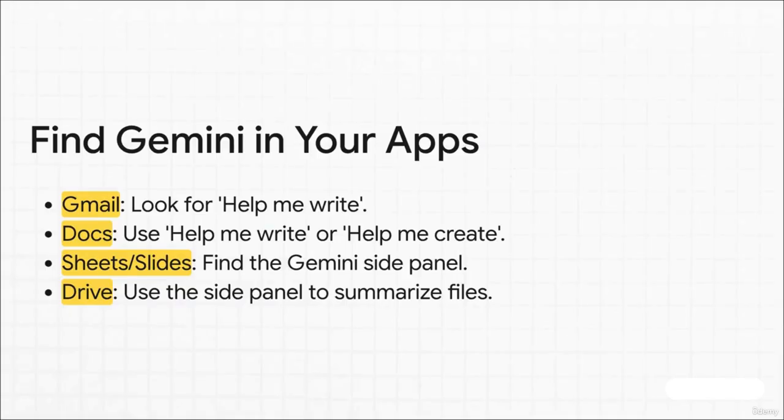You'll find these Gemini entry points right inside your apps. In Gmail and Docs, you want to look for that Help Me Write button. In Sheets and Slides, you'll see a dedicated Gemini side panel. And in Drive, that same side panel can give you instant summaries of your files. Just keep in mind, these things are always being updated, so the names might change a bit over time.